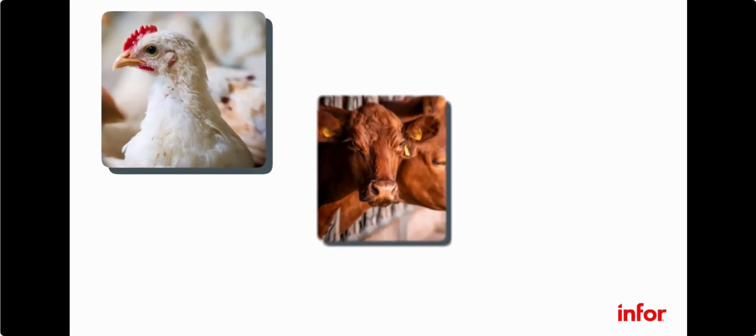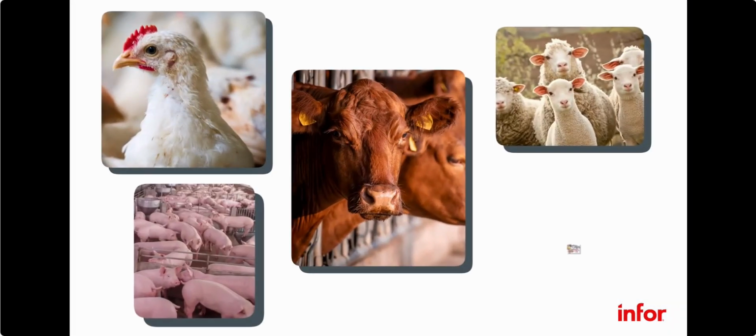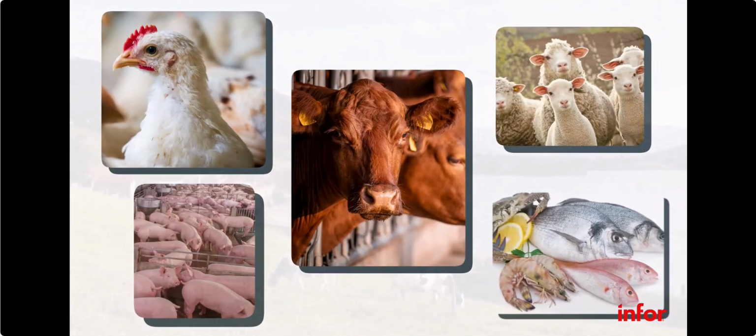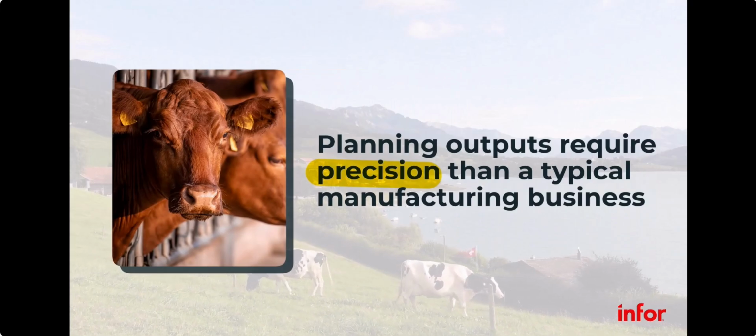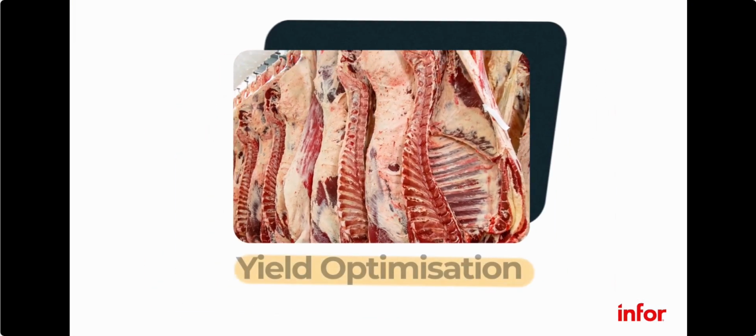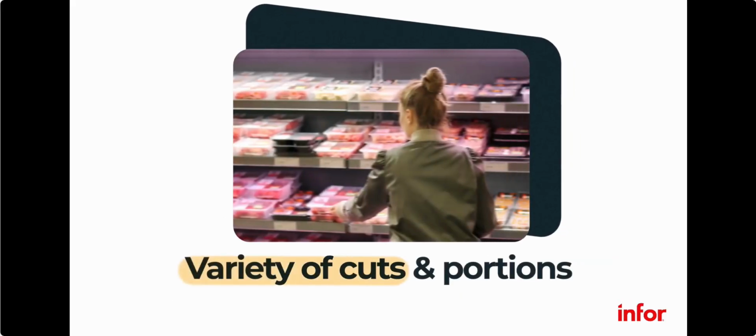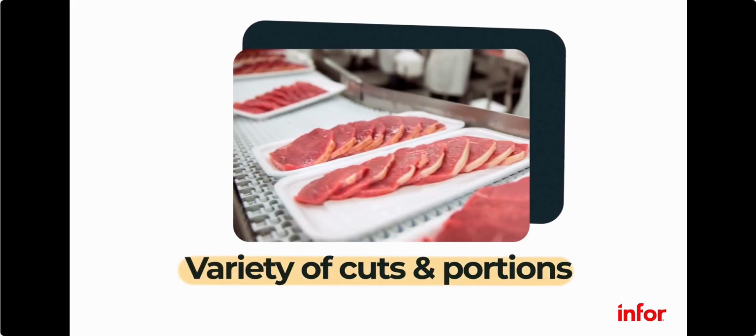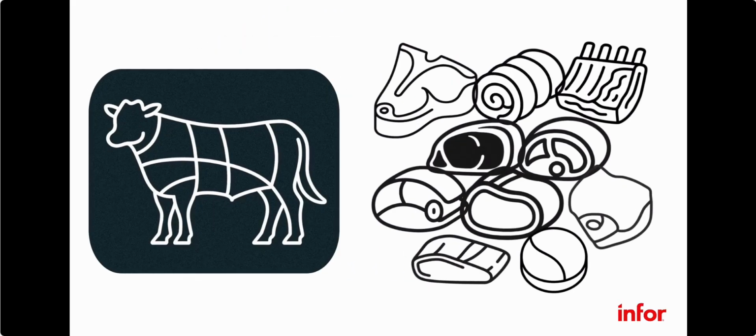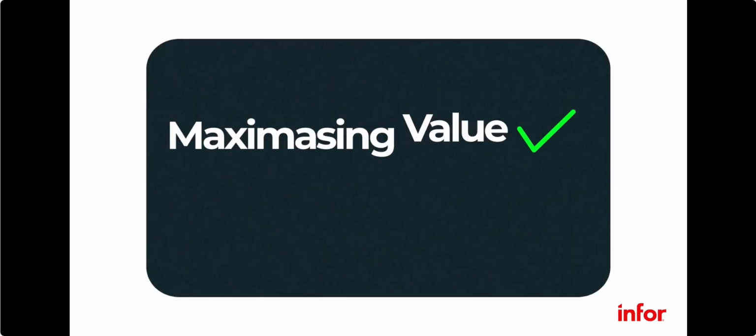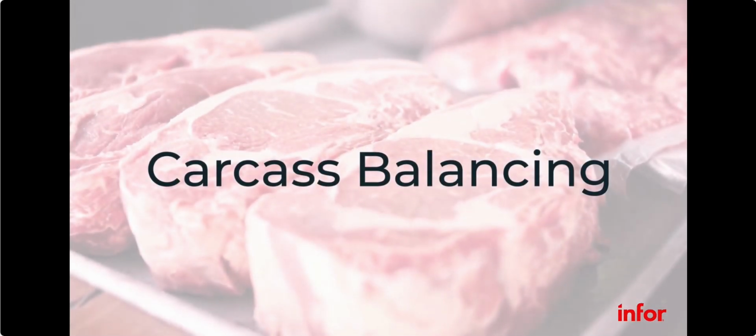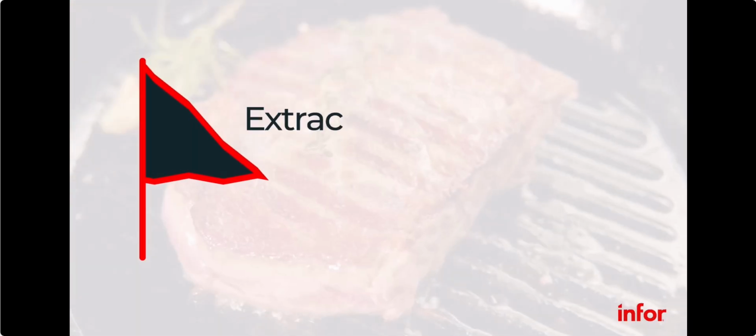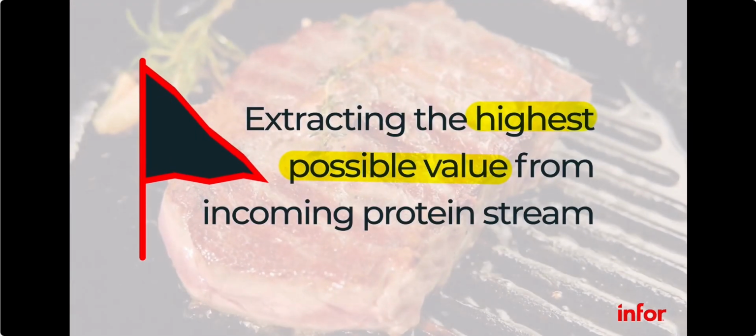Whether you process chicken, beef, lamb, pork, seafood, or other proteins, your planning outputs require far more precision than a typical manufacturing business. Yield optimization is essential in protein processing, where customers demand a wide variety of cuts and portions. Each way you break down a carcass produces different outputs, and choosing the right approach is key to maximising value and minimising waste. Whether you call it cut optimization, anatomical balancing, or carcass balancing, the goal is the same: minimising waste while extracting the highest possible value from your incoming protein stream.